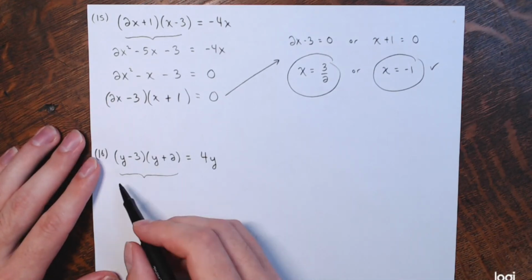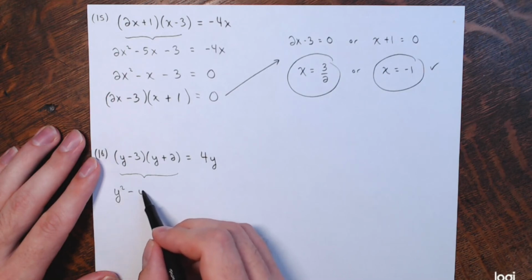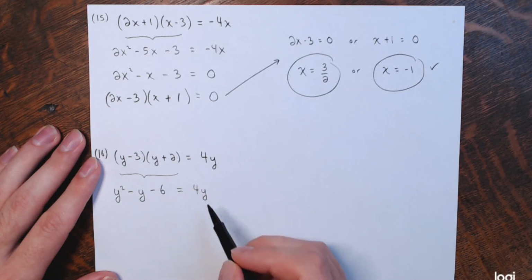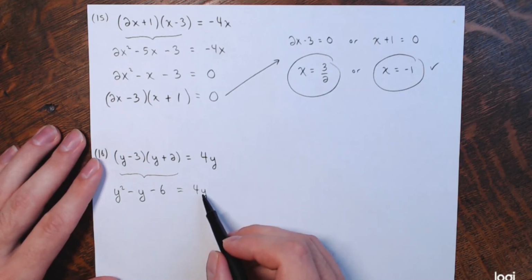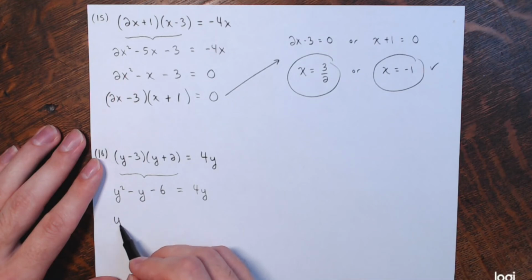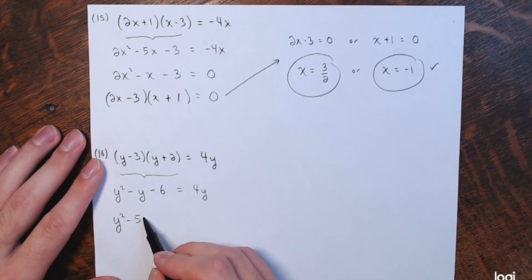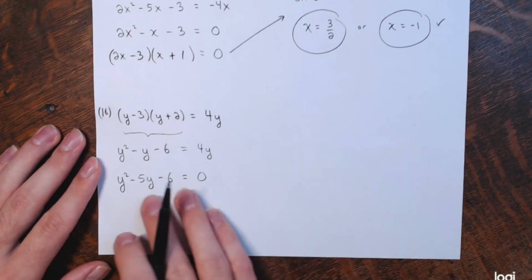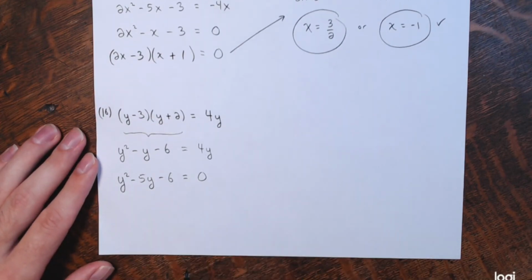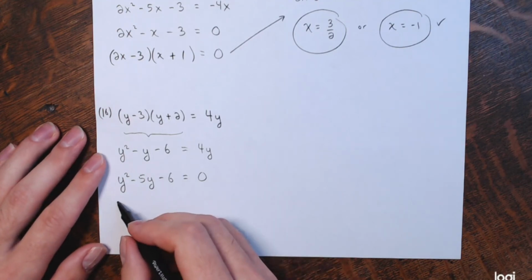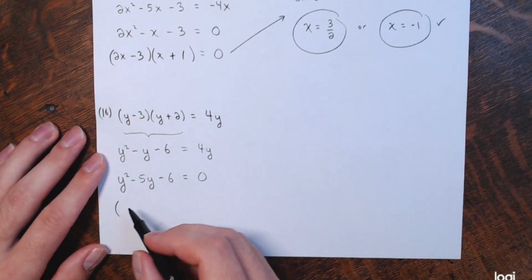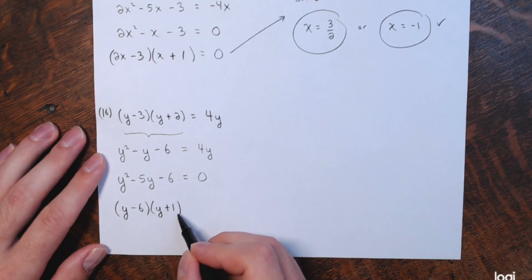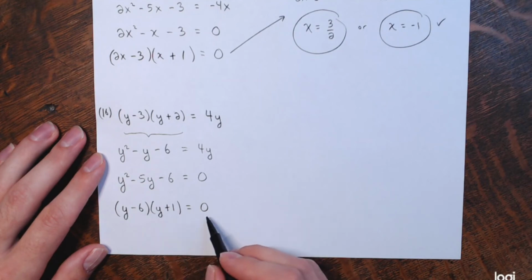So multiplying these two, I get y squared minus y minus 6 after foiling, and equals 4y. Then to get 0 here, I would subtract 4y. So we'd have y squared minus 5y minus 6 equals 0. And now that I have everything on one side, 0 on the other, I will factor. Y squared minus 5y minus 6 would factor to y minus 6 times y plus 1. And again, this is equal to 0.